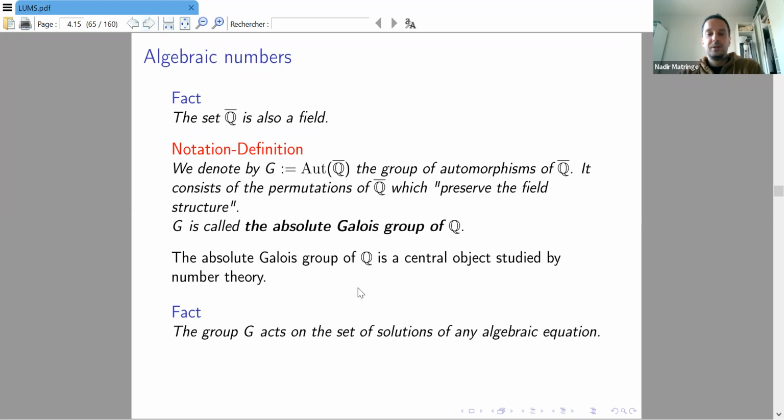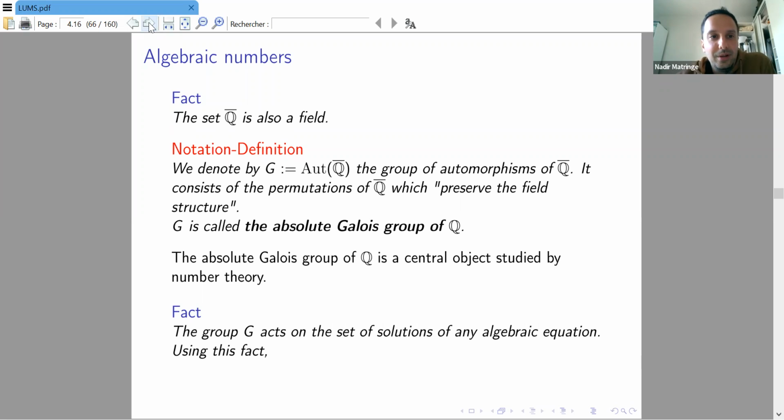So if you give yourself a fixed algebraic equation, the group G will act on the solutions of this given algebraic equation. So I have an algebraic equation, I have Z a solution, I have sigma an element of G. Sigma of Z will be again a solution of the same algebraic equation. So in fact, the group G acts on the set of solutions of any given algebraic equation by a finite quotient. So in fact, it's not the group G which will act, but a finite quotient of G which will act on an algebraic equation which is given.